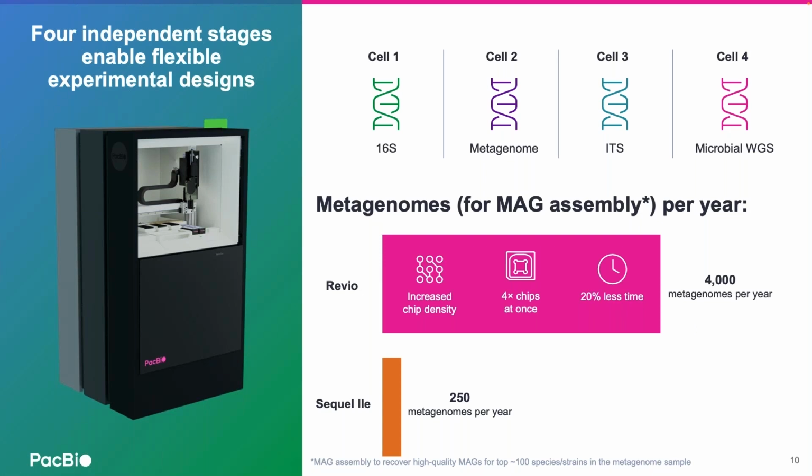Whereas the Sequel IIe, for that same amount of high quality MAGs per sample, it would only be 250 of those. So that's a 15 times increase in the throughput that the Revio is able to do compared to the Sequel IIe. Plus, this throughput is even more so for metagenomics for the purpose of taxonomic and functional profiling and not assembly, which for profiling purposes, again, requires fewer reads. So that would actually be another 25x of that 4,000, which would be around 100,000 metagenomes per year for profiling on the Revio system.